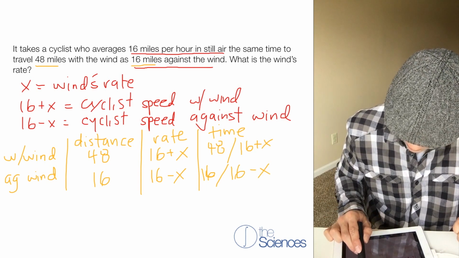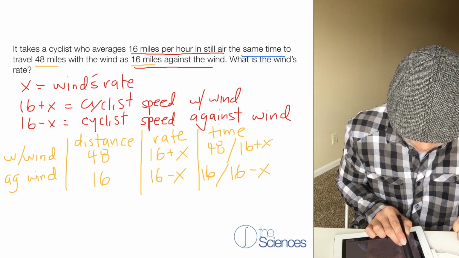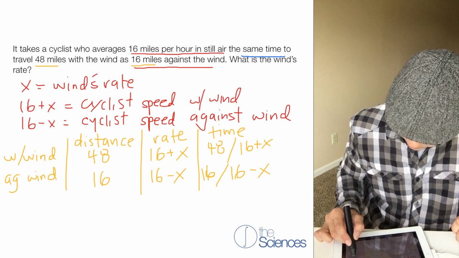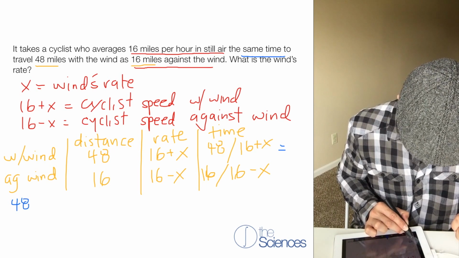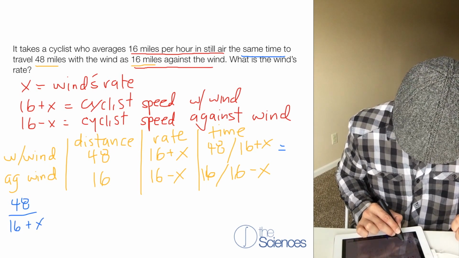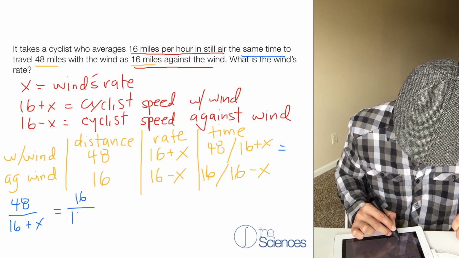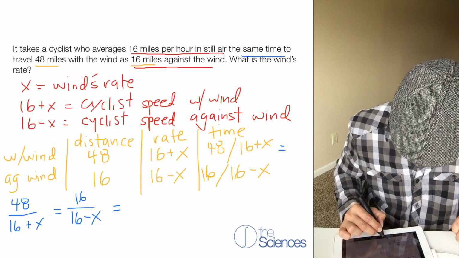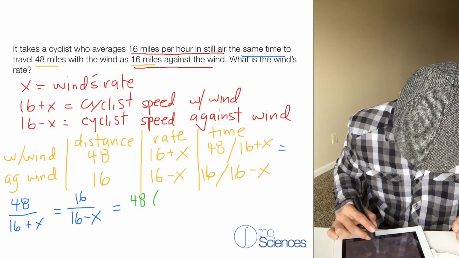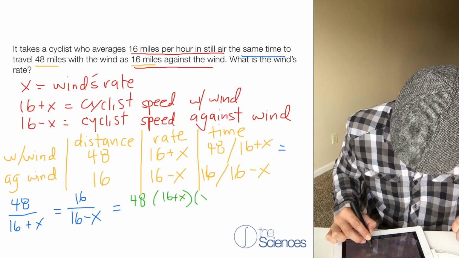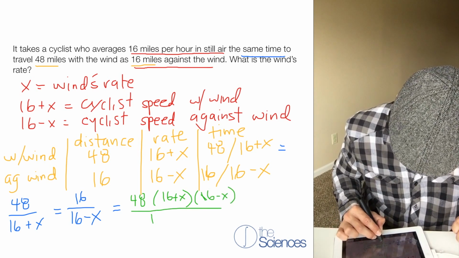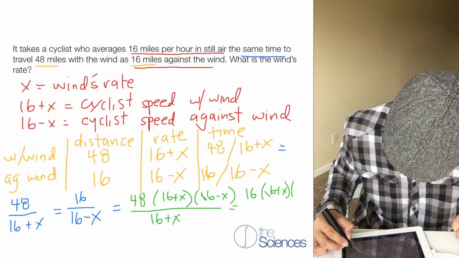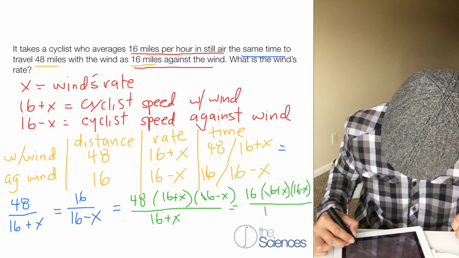Now it says that it takes the same time for this cyclist to travel 48 miles with the wind as to travel 16 miles against the wind. So that means these two expressions are equal. So if we take 48 divided by 16 plus x, we set that equal to 16 divided by 16 minus x. And now we multiply by the least common denominator, which would give us 48 times 16 plus x times 16 minus x, all over 16 plus x, is 16 plus x, 16 minus x, all over 16 minus x.